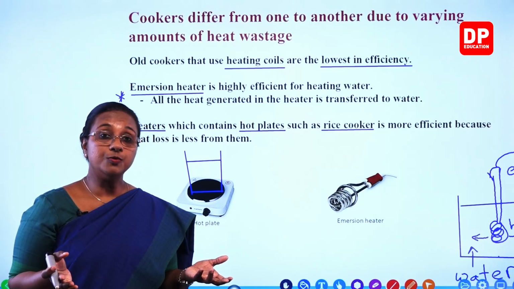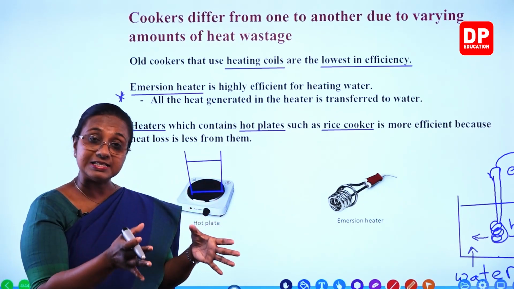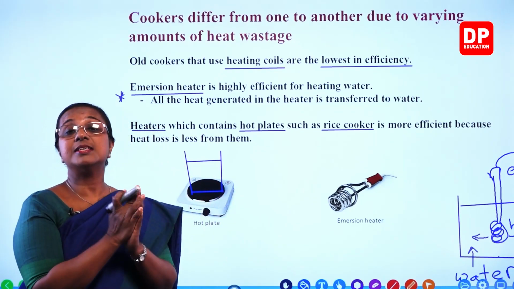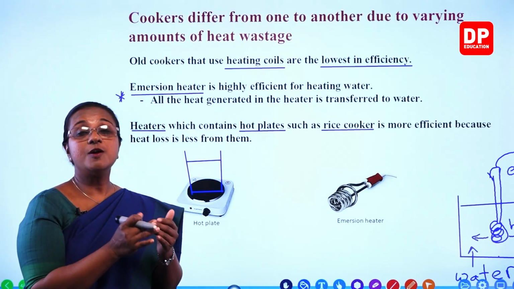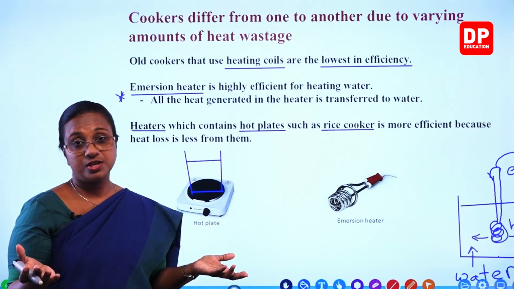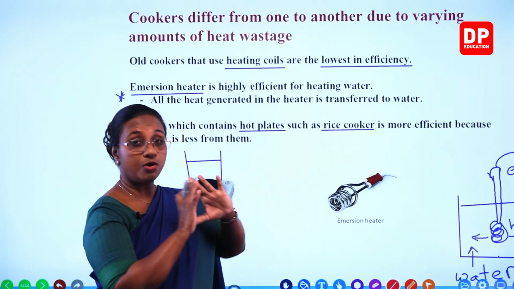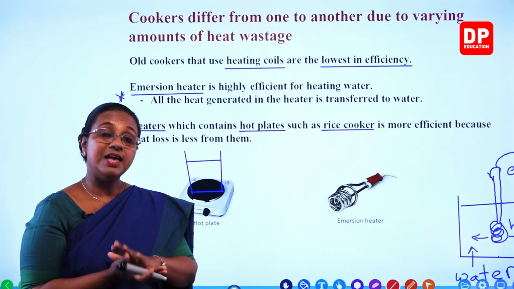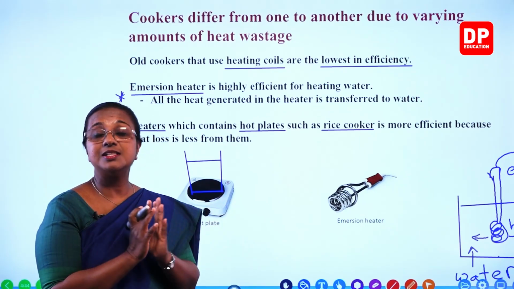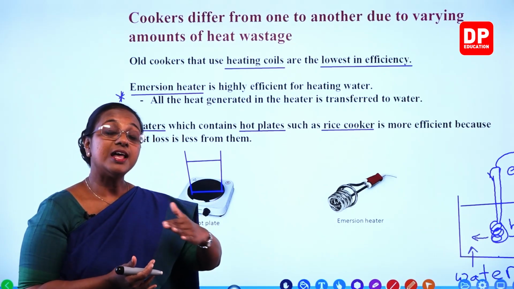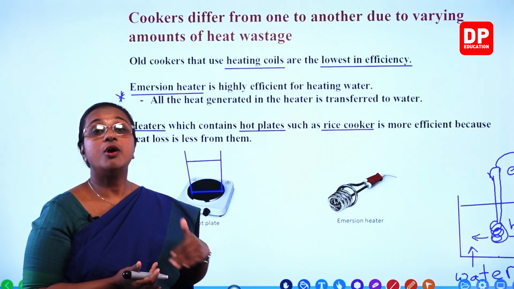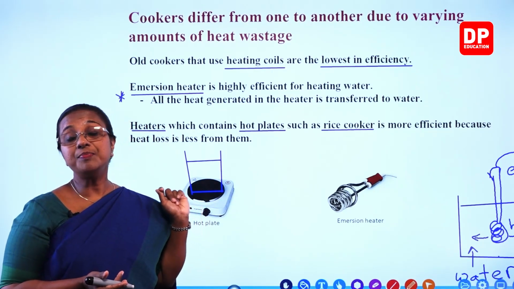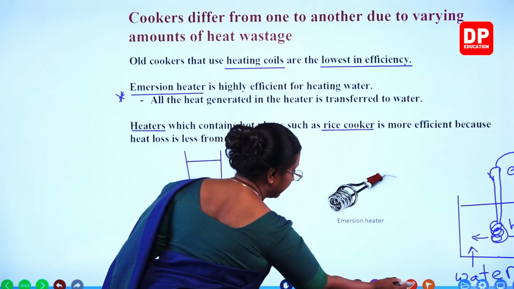So what do we need to do? We have to make sure that we place a vessel that actually fits this size. If it's small, then of course there is going to be heat loss. But in a rice cooker, where it is all made up, the heating element is below, the hot plate is below, and there is the vessel that exactly fits the size of the hot plate. So there is less energy wastage, or it is more energy efficient. So heat loss is less from them. That is what you have to remember.